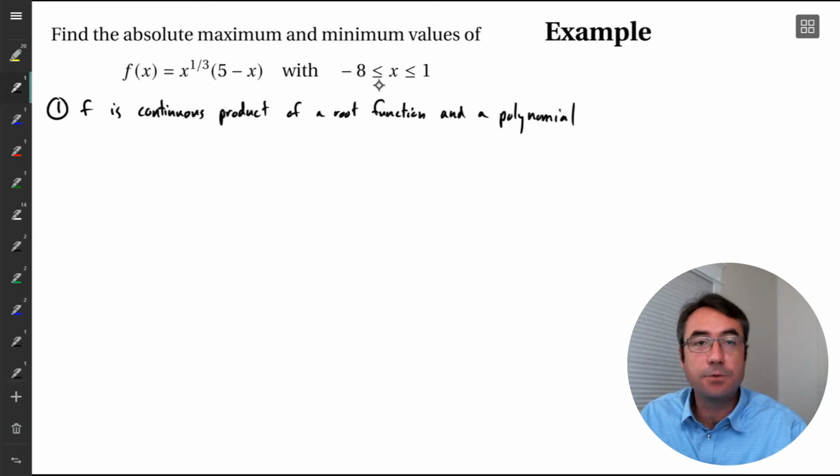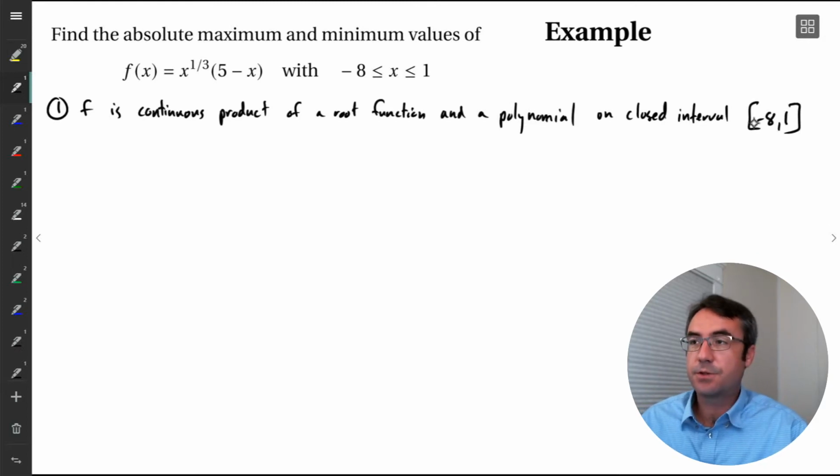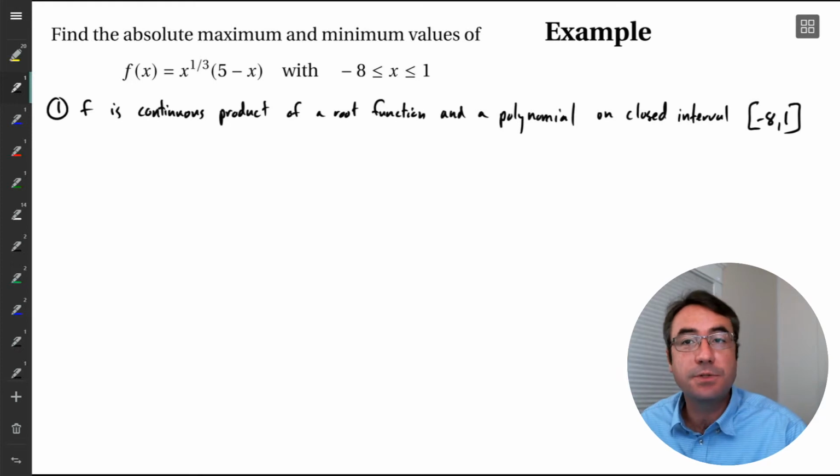And we're talking about the closed interval -8 to 1, where we're using those square brackets to indicate that those endpoints are included, and we can see that the endpoints are included because these are less than or equal to signs. So x is less than or equal to -8. The equals means we're including -8 in our considerations. Same thing with x less than or equal to 1. We're including the possibility that x is equal to 1. So we're including the endpoints. So it's a closed interval.